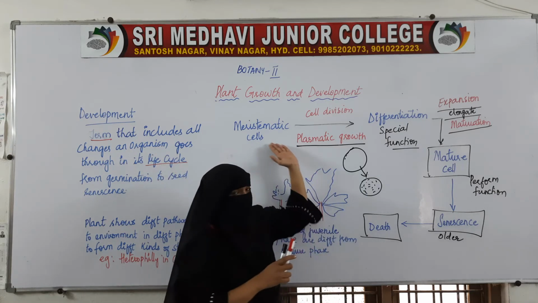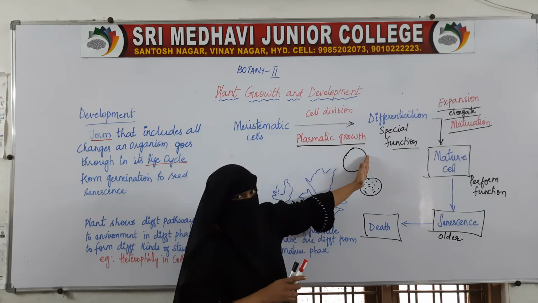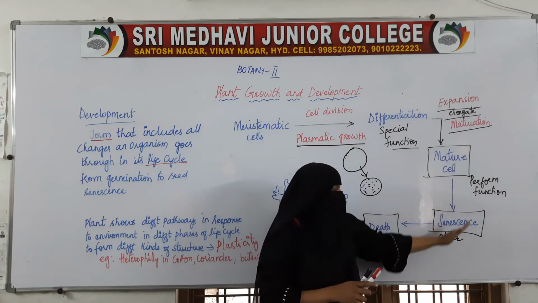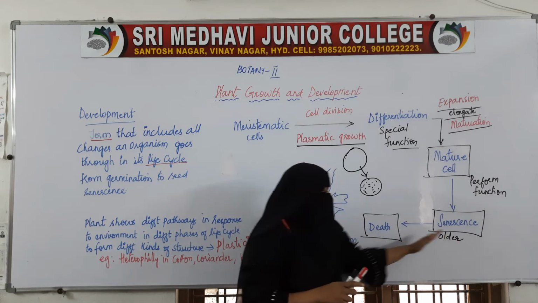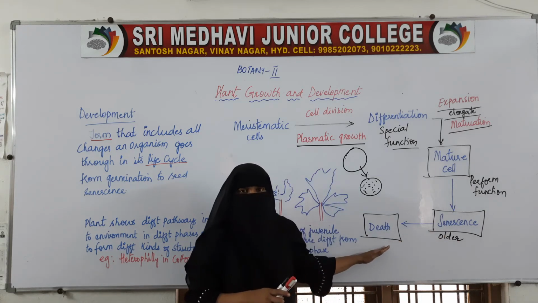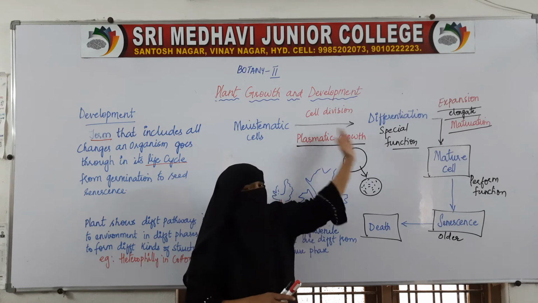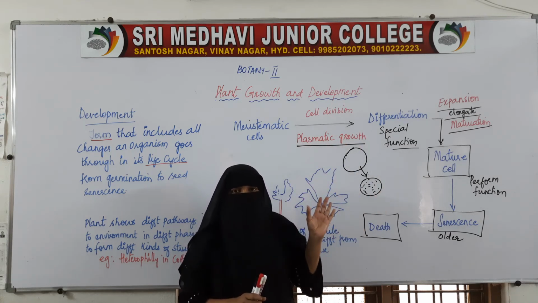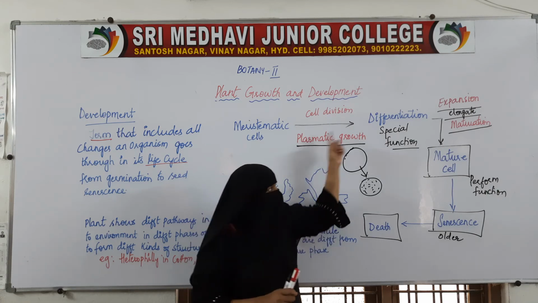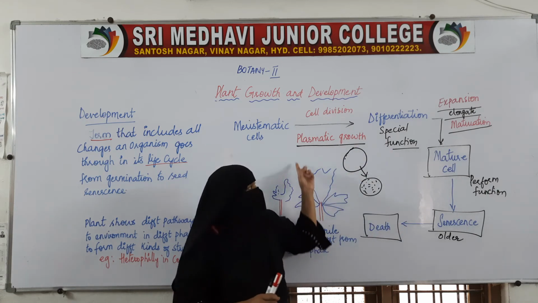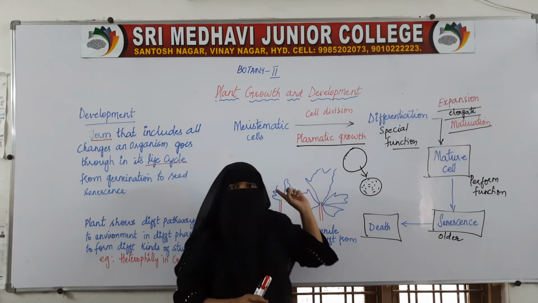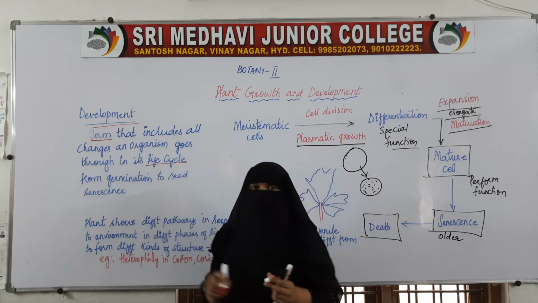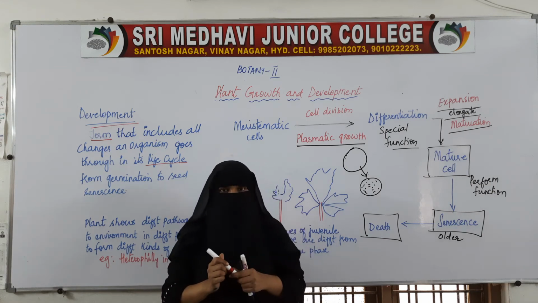Development includes the changes an organism goes through in its life cycle. Whatever the changes: it is growing, dividing, getting differentiated, then maturing, then performing function, then becoming older, and then after a certain period of time it will die. This is the whole life cycle. So whatever changes a plant or a cell undergoes during its life cycle, this whole set of changes is termed as development.